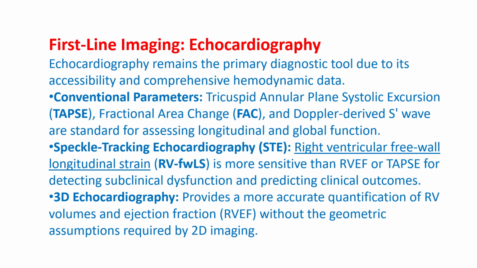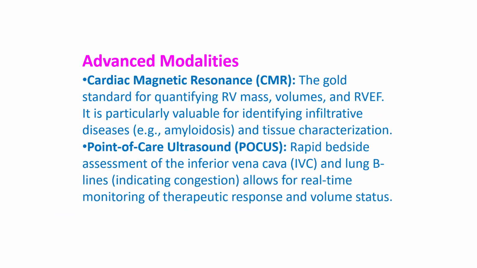3D echocardiography provides a more accurate quantification of right ventricular volumes and ejection fraction without the geometric assumptions required for 2D imaging. Cardiac magnetic resonance imaging is the gold standard for quantifying right ventricular mass, volumes, and right ventricular ejection fraction. It is particularly valuable for identifying infiltrative diseases like amyloidosis and tissue characterization.